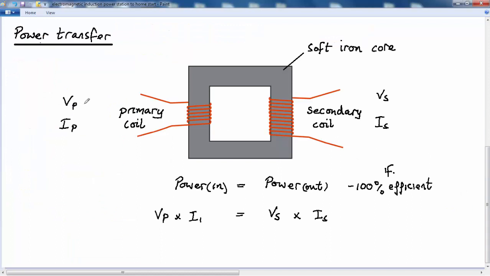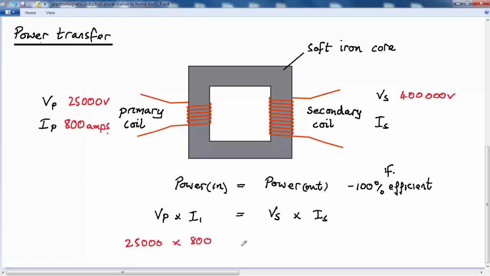If we've got an input voltage of 25,000 volts and we're using a step-up transformer to produce an output voltage of 400,000 volts, let's just say we've got a current of 800 amps being produced by the AC generator. Then plugging these values into our equation, we can say that the power in, which is 25,000 times 800, must also equal the power out. Well, we've upped the voltage to 400,000 volts, then that means we must down the current to 50 amps.